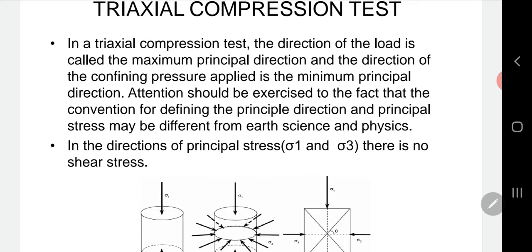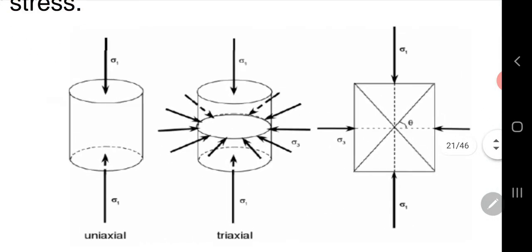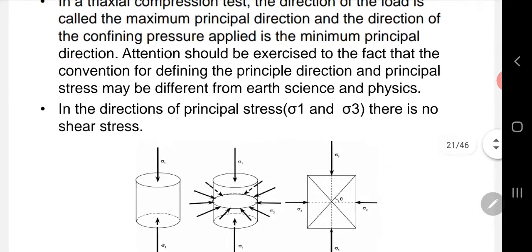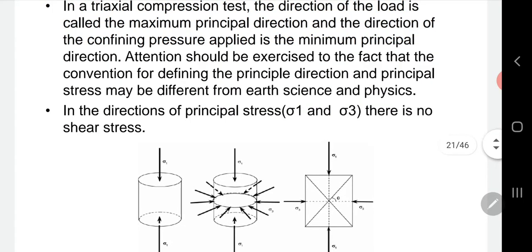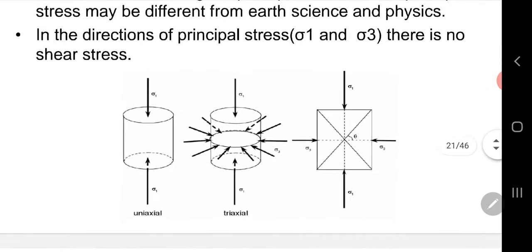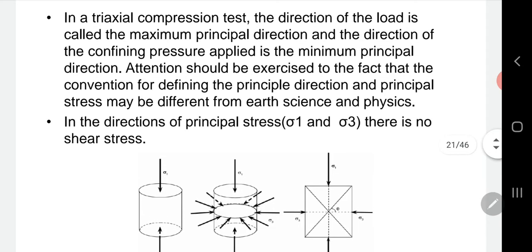In the triaxial compression test, the direction of the load is called the maximum principal direction. Okay, the first picture is the maximum principal, and the direction of the confining pressure. Okay, what is the meaning of confining? Meaning that your sample is subjected to all round pressure. Around the sample we give pressure, and that is what we call all round pressure, also known as the minimum principal direction.